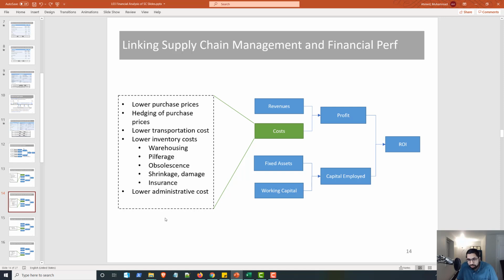You get transportation costs. How do you transport? Which mode? How do you optimize that? This is thoroughly covered in the logistics course I teach.